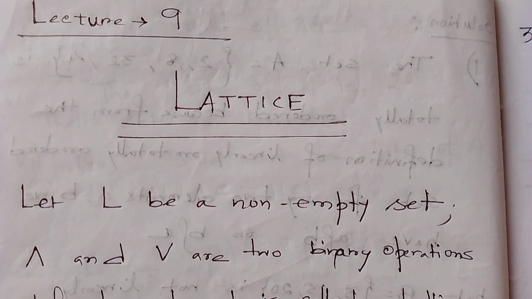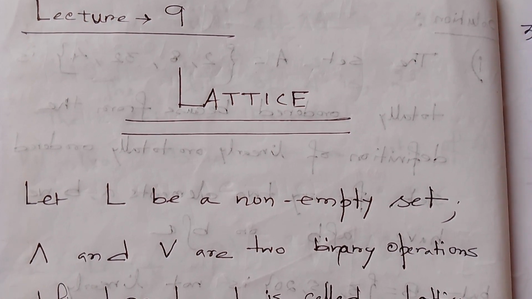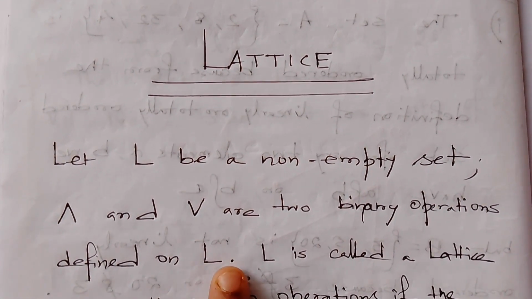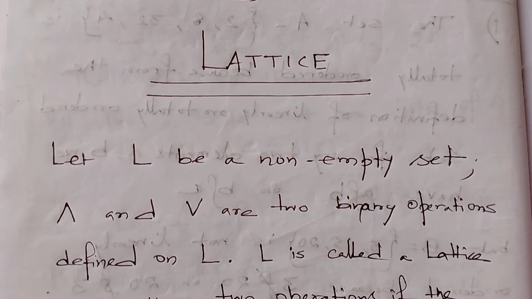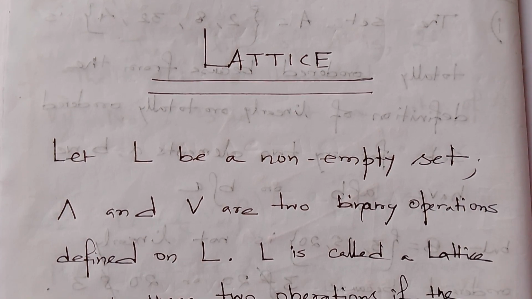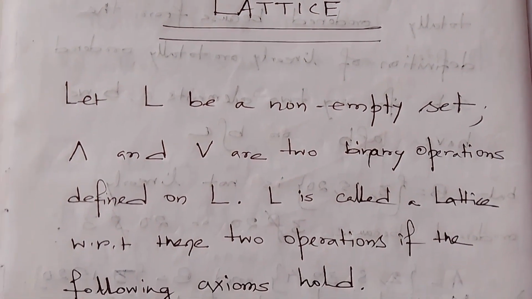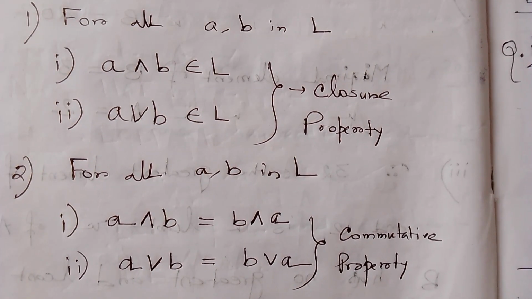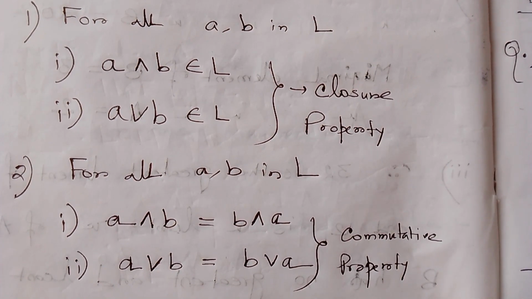So what is a lattice? Let L be a non-empty set, and conjunction and disjunction are two binary operations defined on L. L is called a lattice with respect to these two operations if the following axioms hold. So this is the first property to be a lattice.